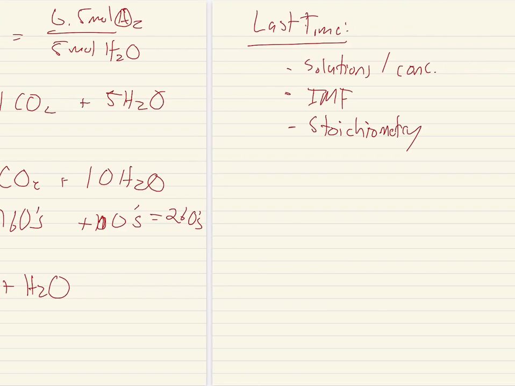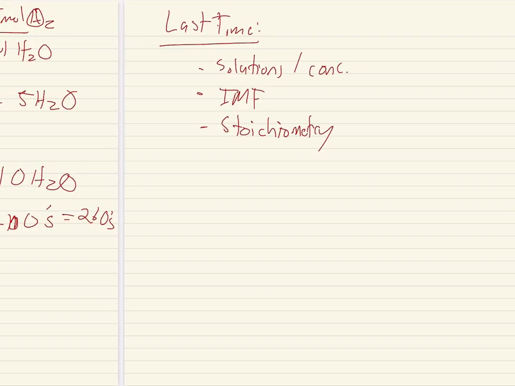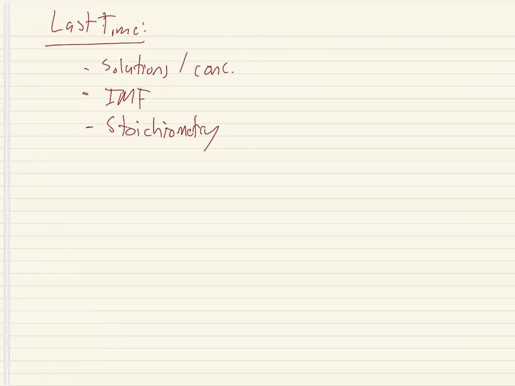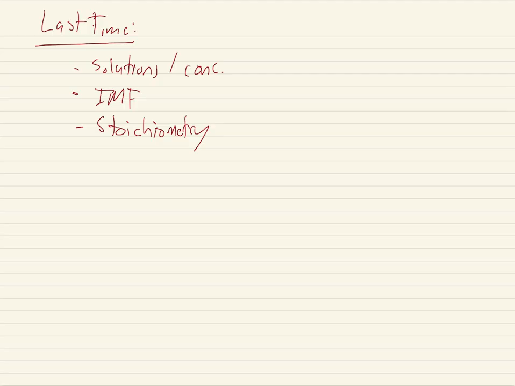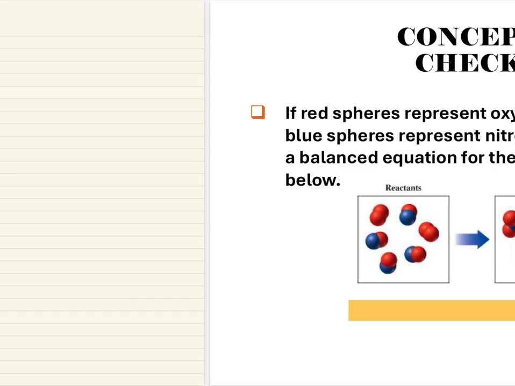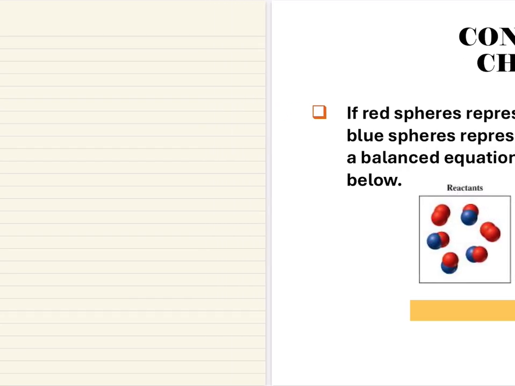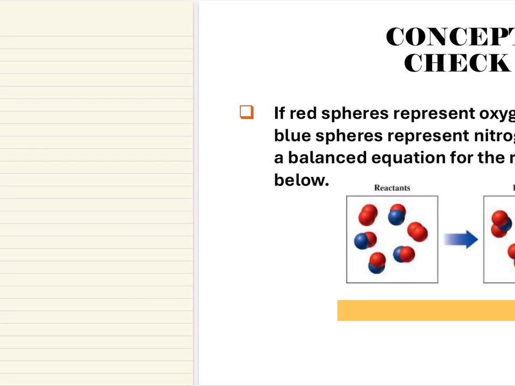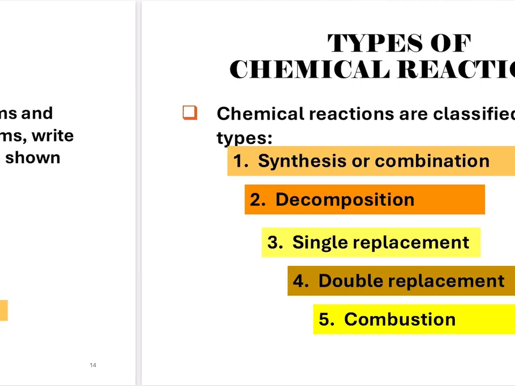Okay, all right. So that's kind of where we ended off, right? We ended off with balancing chemical reactions. We had our solutions and concentrations, intermolecular forces, and the stoichiometry, which represents the number of things going in and things coming out of a chemical reaction, right? And we're just kind of counting in fancy ways. So now we're going to talk a little bit more about the specific types of chemical reactions that we're interested in or that are interesting to us.